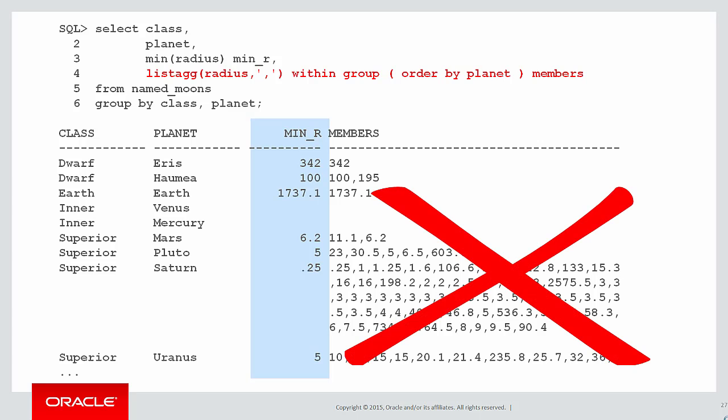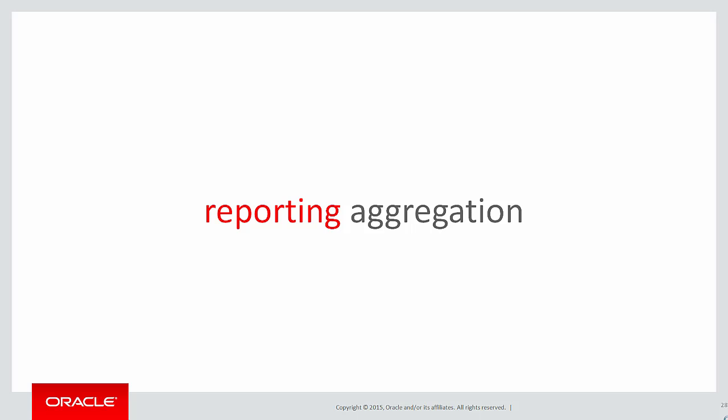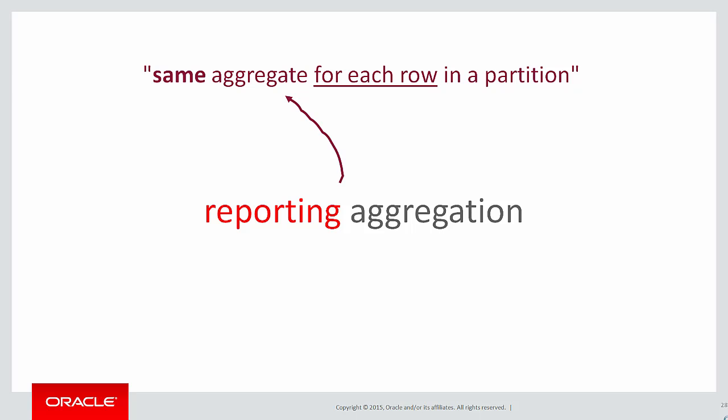But when we look at the members column, which is the LISTAGG result, it doesn't seem to be a list of the other minimal radii. It just seems to be a list of all the radiuses for each planet. That's not really what we were after. Consider back to one of the very earliest videos where we discussed the concept of reporting aggregation. That is, we get the same aggregate for each row in a partition.